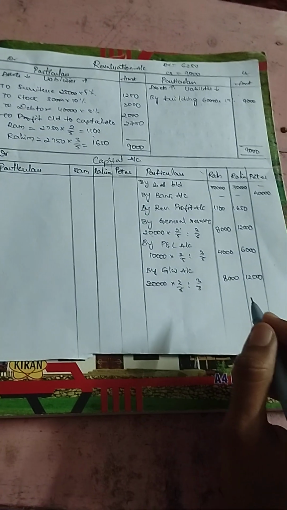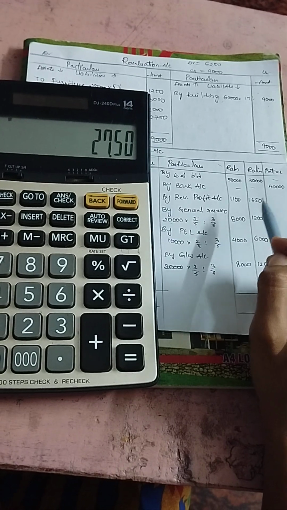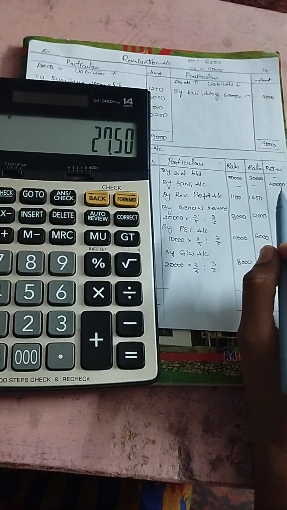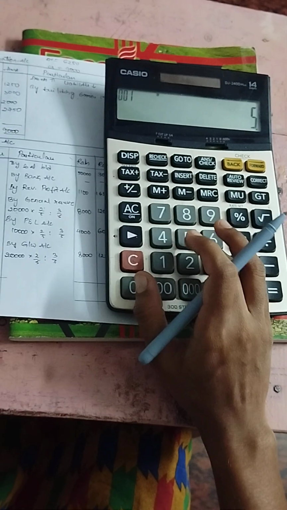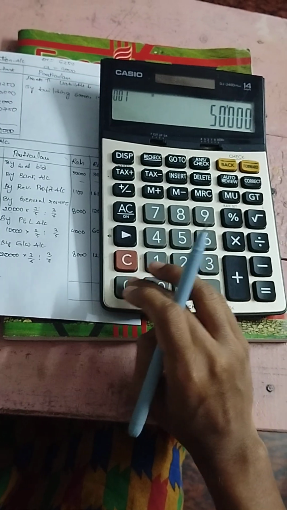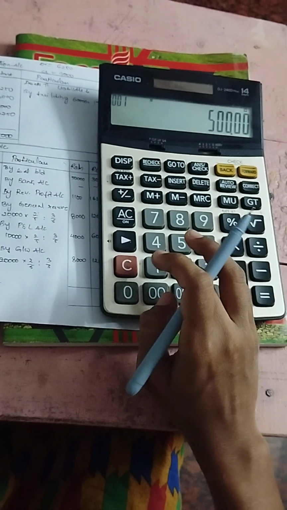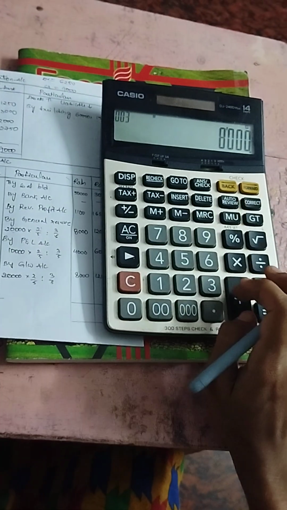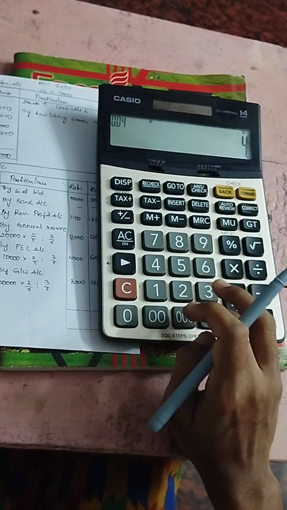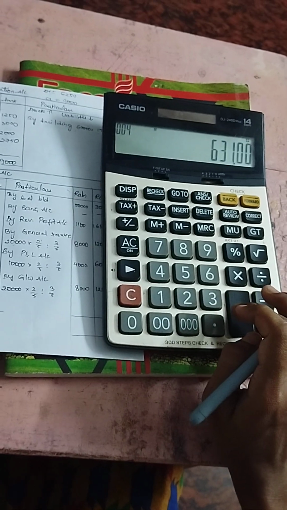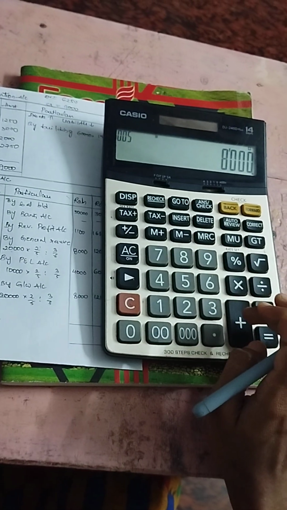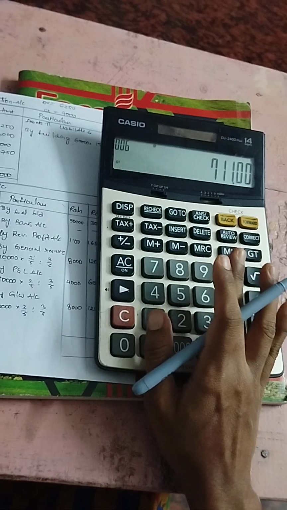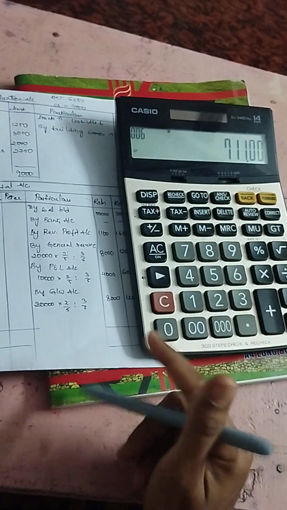Now let's do the total. Now let's do total of Ram. 50,000 plus 1,100 plus 8,000 plus 4,000 plus 8,000. You will get 71,100. You need to record in total column.